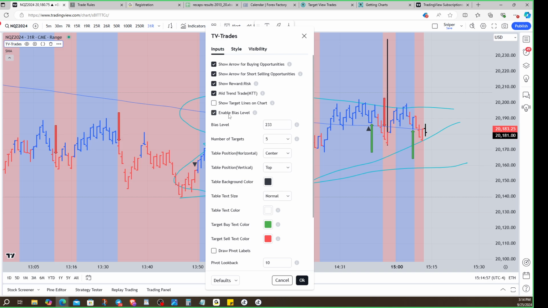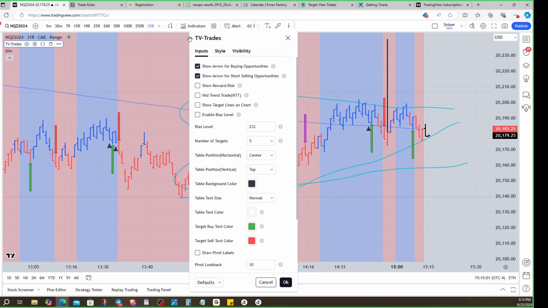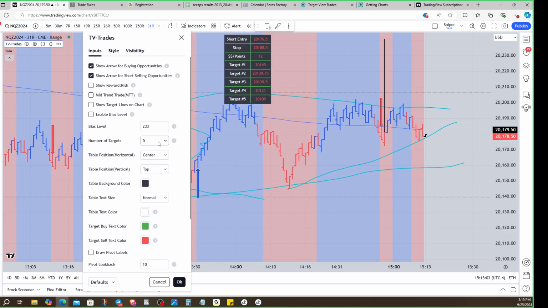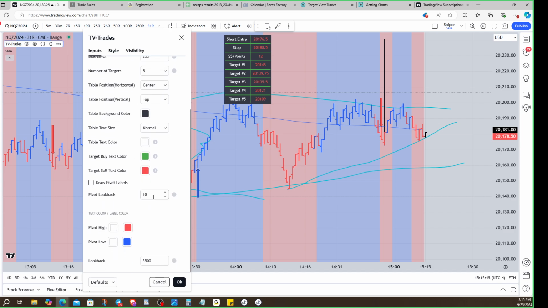Now I'm just going through all the things that are for the TV trades right here. We did the show target lines, the bias level, mid-trend trade, the risk reward. We went through the different number of targets that you can have, the position. You can move this box around, up, down, and side to side. You can change the text color and the size of the text. All that's through here.